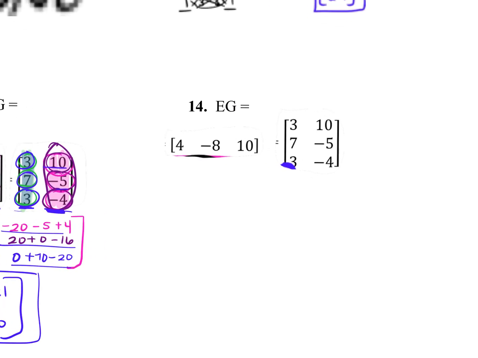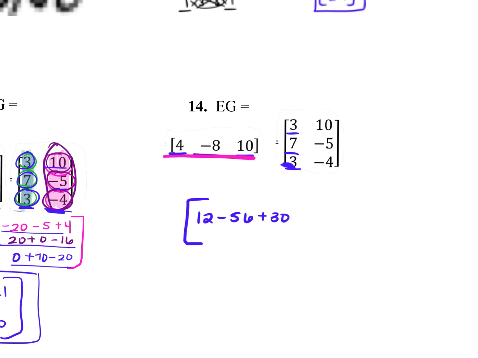And we're going to multiply those. So this is going to be 4 times 3 is 12. This is going to be minus negative 8 times 7, so minus 56. And then 10 times 3 is plus 30.